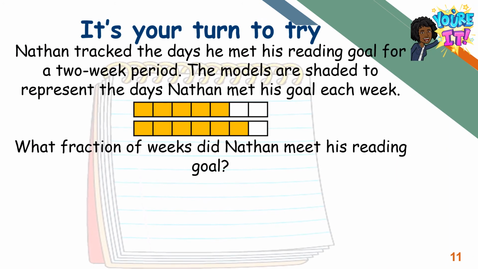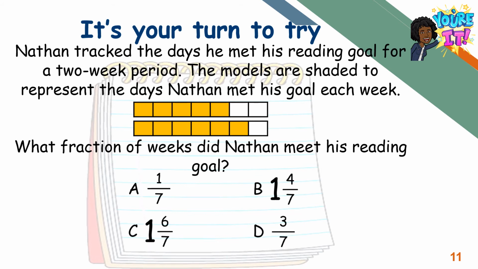Now it's time for you to apply what you've learned and practice a few on your own. Nathan tracked the days he met his reading goal for a 2-week period. The models are shaded to represent the days Nathan met his goal each week. What fraction of weeks did Nathan meet his reading goal? Take some time to work.